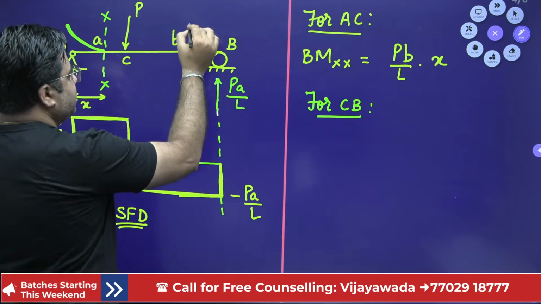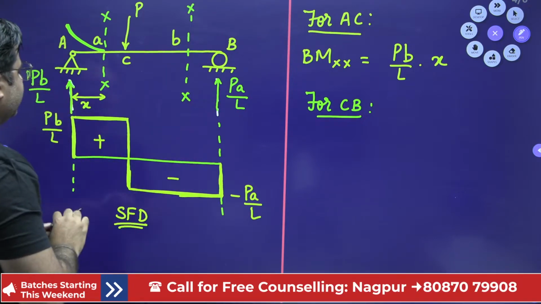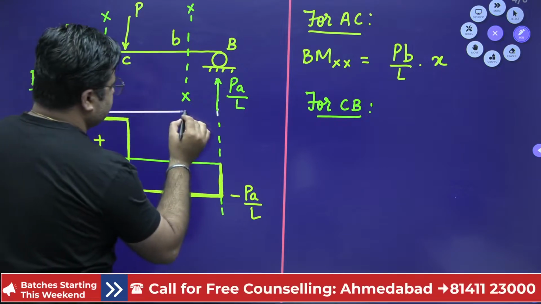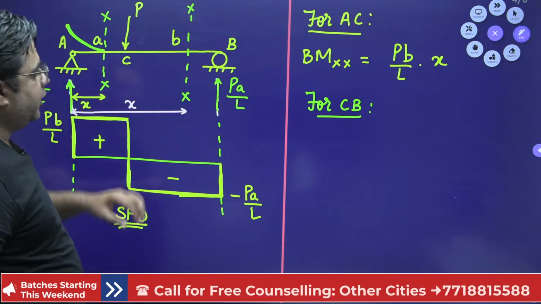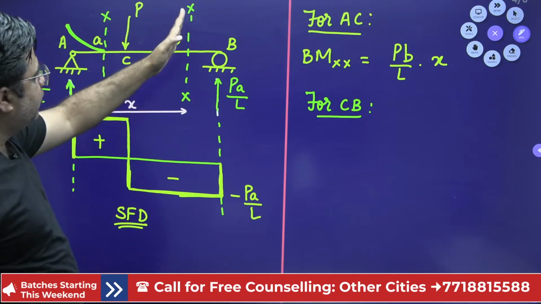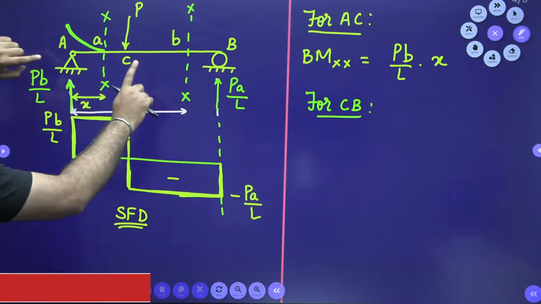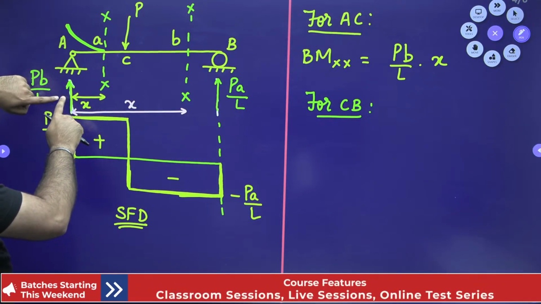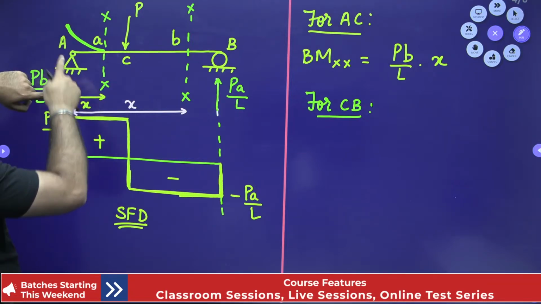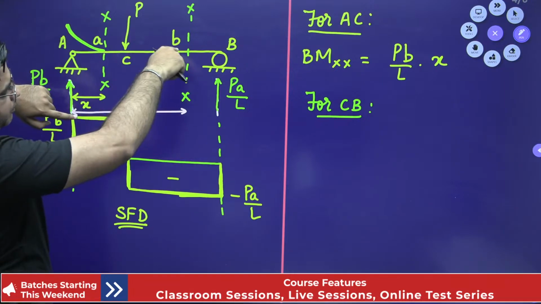again I'll consider any section XX. This is my section XX, and this section XX is again at some distance X from my left hand, okay. Now in order to write the bending moment equation at section XX for span CB, you have to clearly observe there are 2 point loads. First one is this RA. This RA is again giving the sagging moment, and this sagging moment is a positive moment, right?